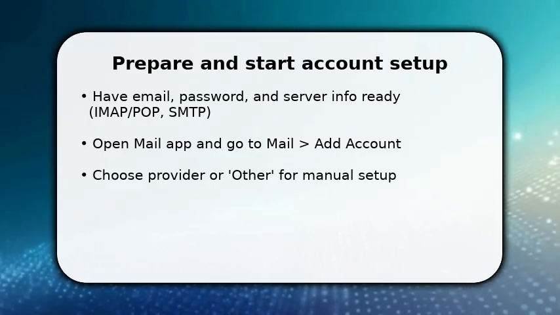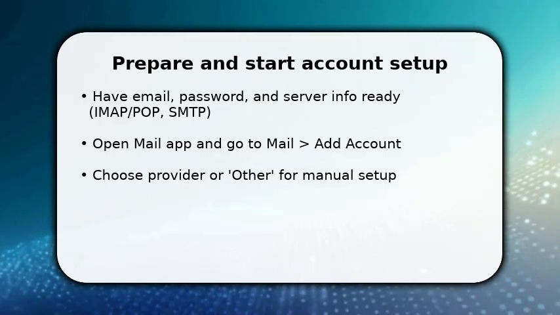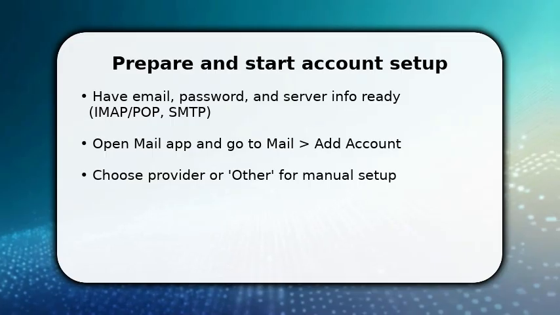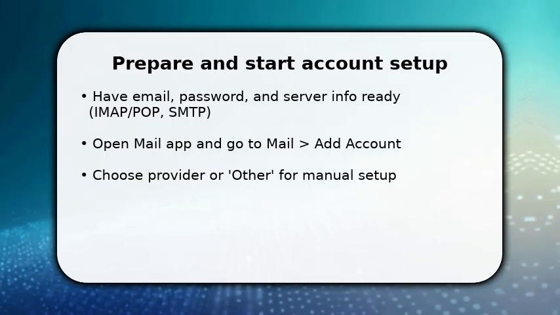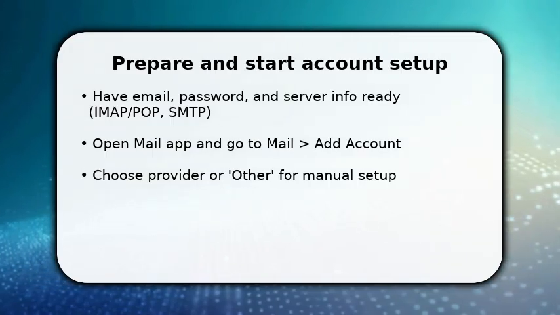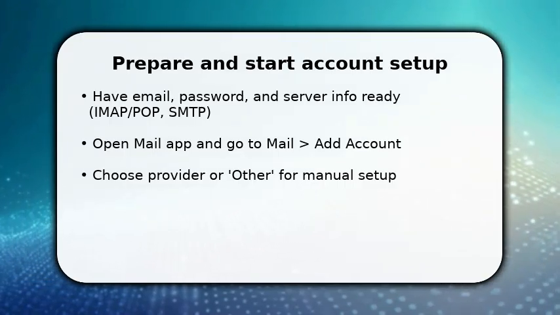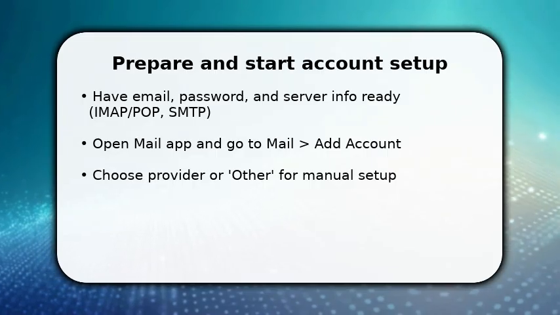You'll begin by gathering credentials, your address, password, and, if known, IMAP/POP and SMTP server names. Open the Mail app and choose Add Account from the Mail menu. Pick your provider if listed to speed things up. If your provider isn't shown, select Other to enter settings manually.